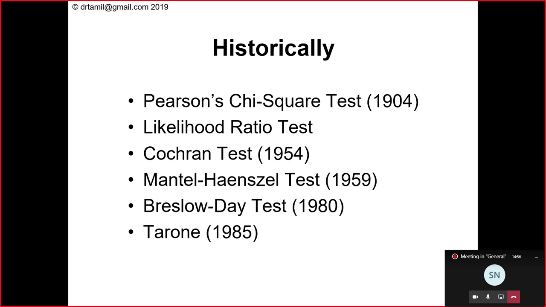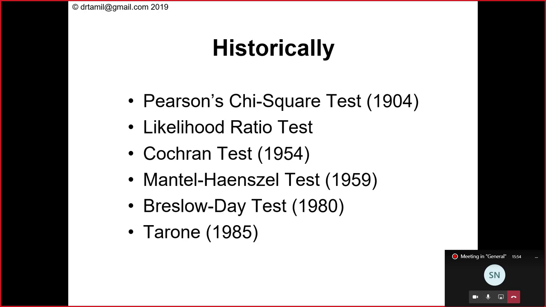Then later on, we had the Cochran test in 1954. Then we had the Mantel-Haenszel test in 1959. Then we had the Breslow test in 1980. And we have the Tarone test in 1985. Okay, so we got so many different tests. Today, in fact, we're going to cover 1, 2, 3, 4, 5, 6. And all these 6 tests are different.